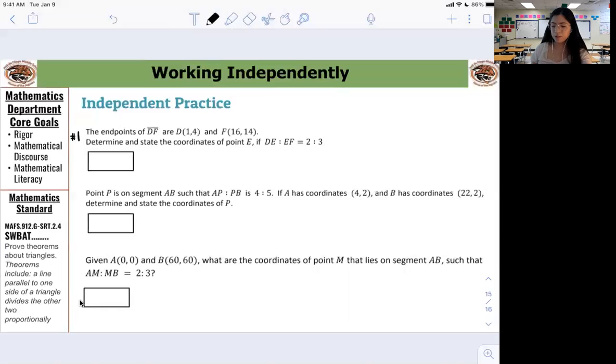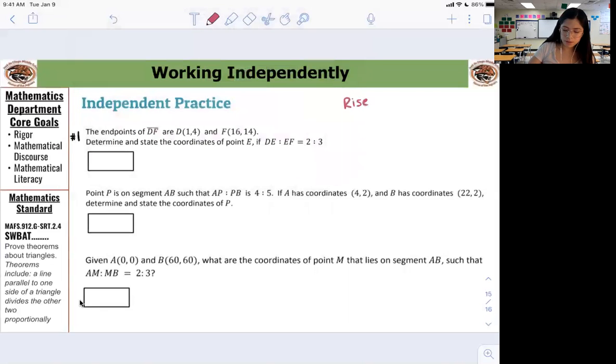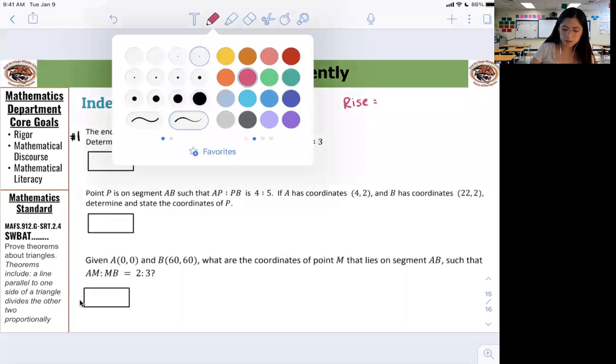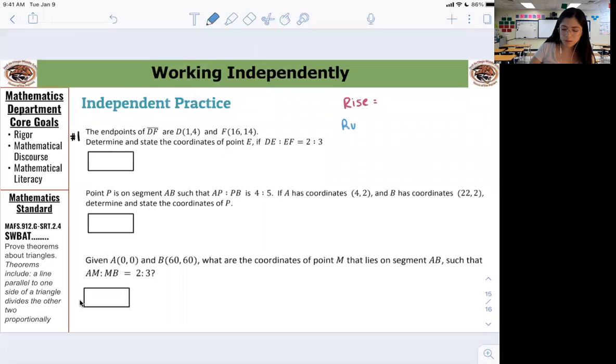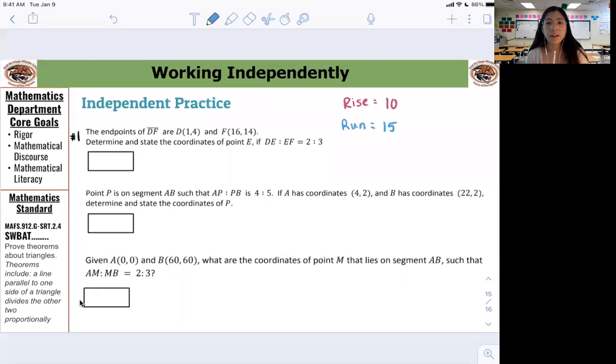All right, I want to make sure we get to the final answer, so I got to stop here. But let's go ahead and look at number 1. What is my rise? What is my run? Rise is 10. Run is 15. Pause there. If you got that wrong, let me know in the chat. If you don't know how to get those answers, let me know in the chat.